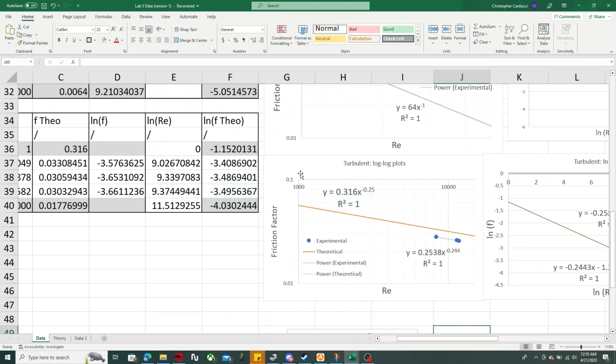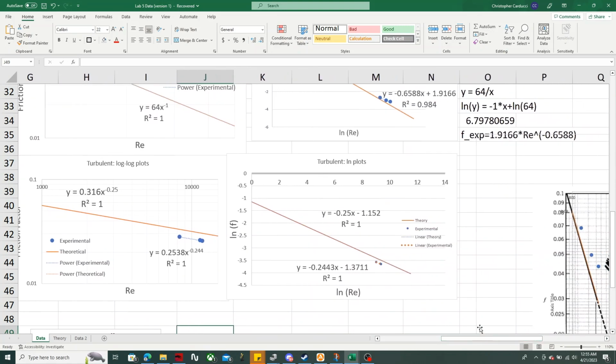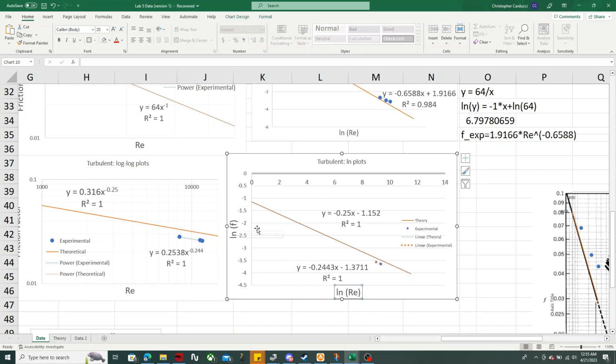So, this is the plot of which you have. You can see that we have some kind of relationship. If you take the natural log of Reynolds number, natural log of friction factor, you can see once again, you can reconstruct and find those coefficient values and power values. You just have to do a little bit extra math. But we actually have a very good power relationship here for our experimental values.